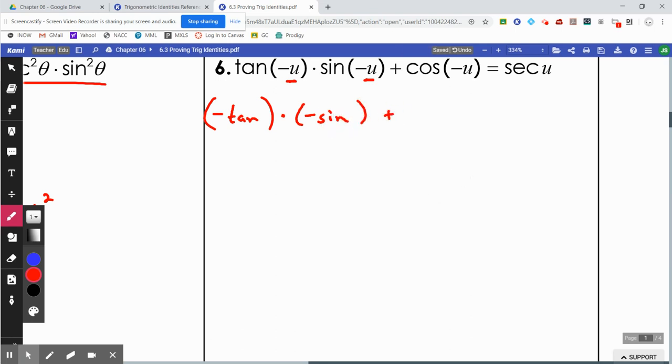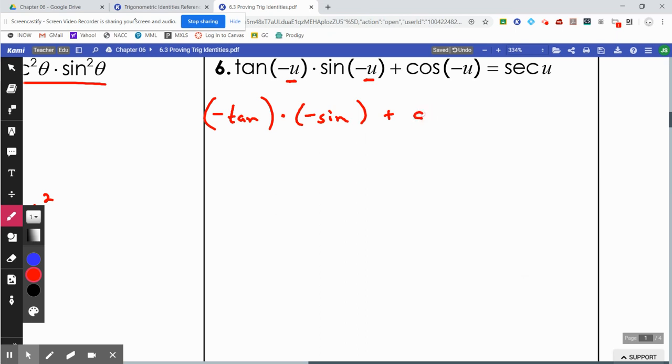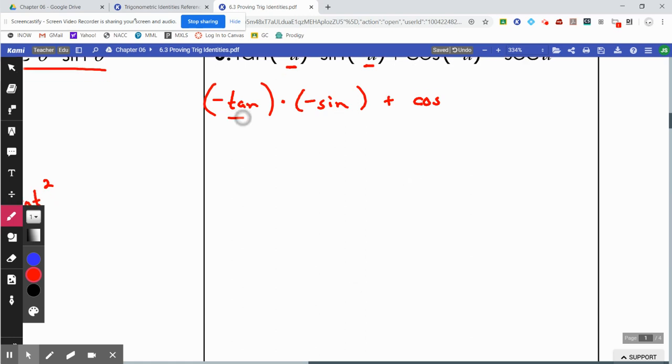Plus the cosine of a negative u. The cosine of a negative angle, we can actually just dump the negative. So we're just going to write that as the cosine of u. Again, I don't usually put the angles. If they were negative, obviously I would have had to put them, but once I make them positive angles, I just go ahead and get rid of them. Negative times a negative is going to be a positive, so those cancel each other out.